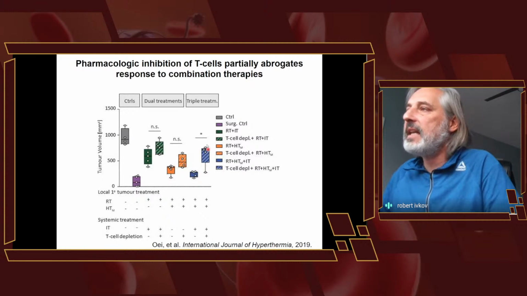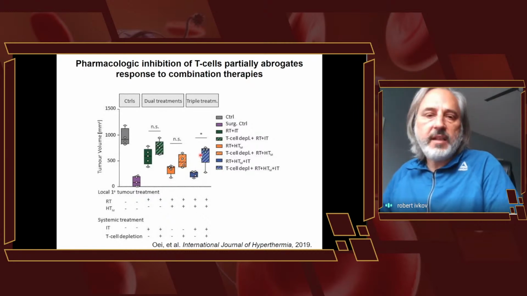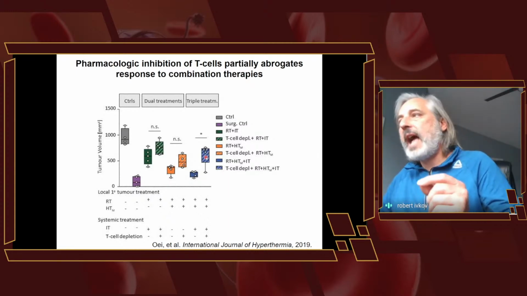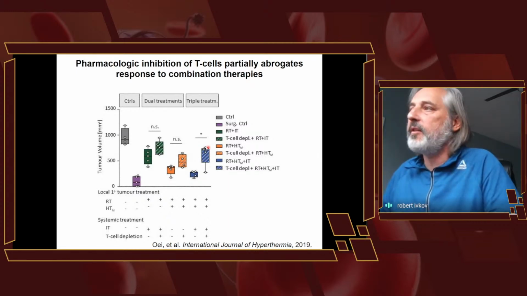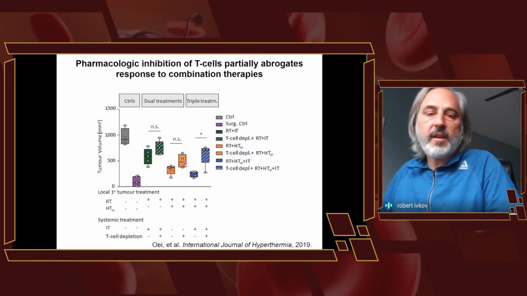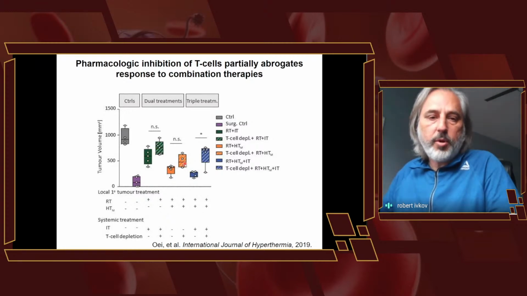And what you see is that in the case of the triple combination, we do see that a significant amount of the tumor response is due to activated T cells or activated immune response, because when we kill off the T cells, we see a lot more of that going away. We don't see that for these other treatments. And I think that's an important piece.